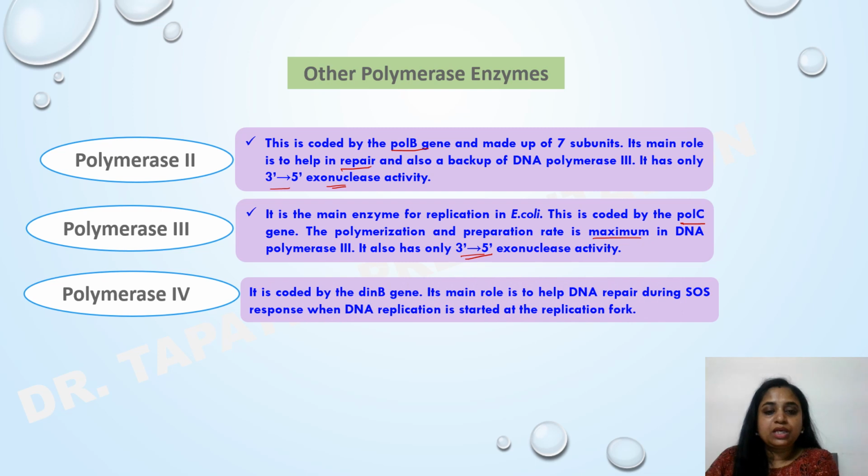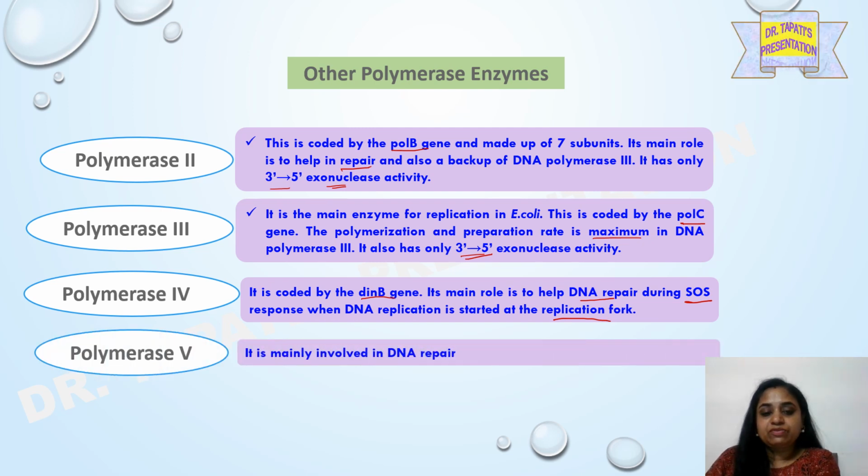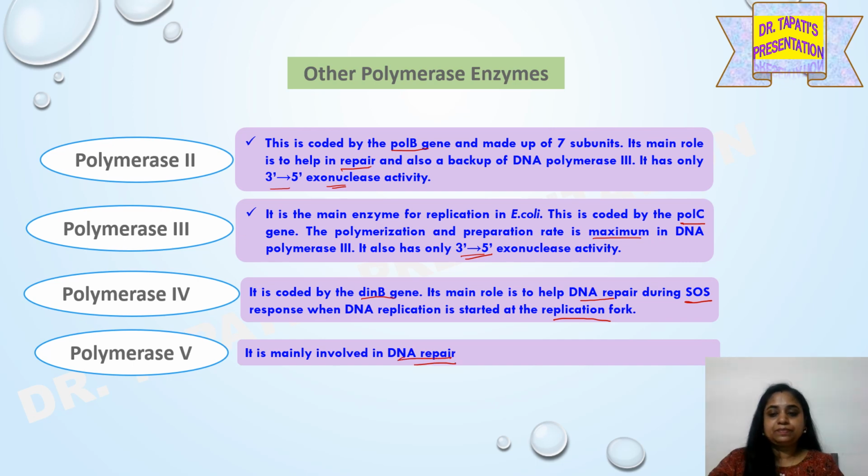Polymerase 4 is coded by the DinB gene. Its main role is to help DNA repair during the SOS response when DNA replication is stalled at the replication fork. Whereas polymerase 5 is mainly involved in DNA repair.